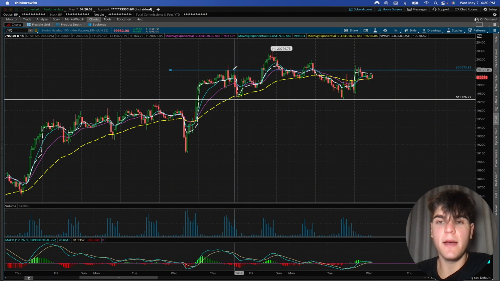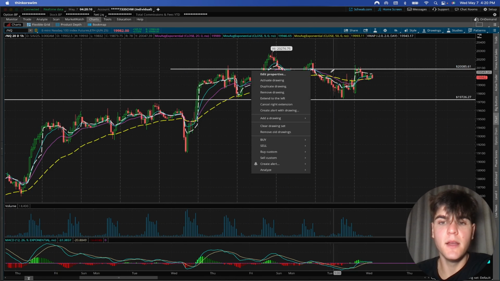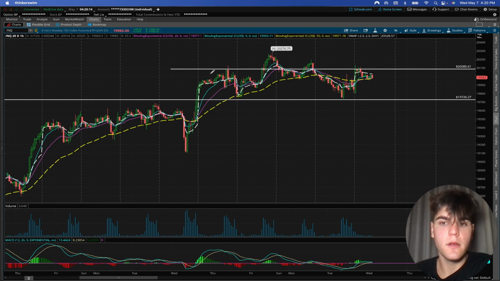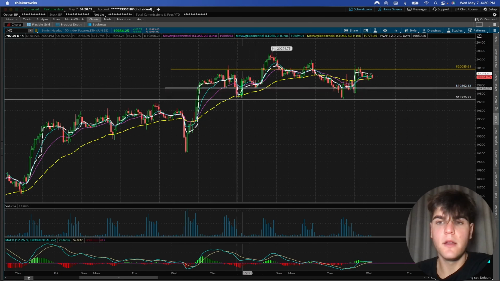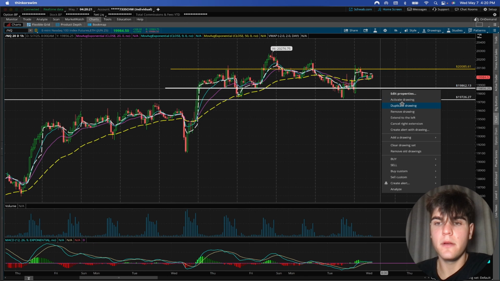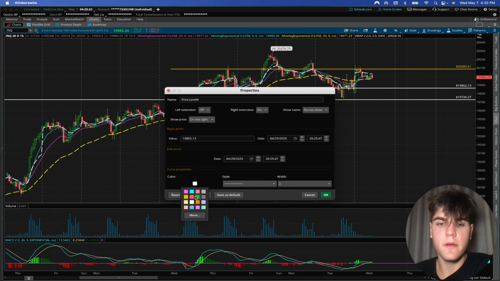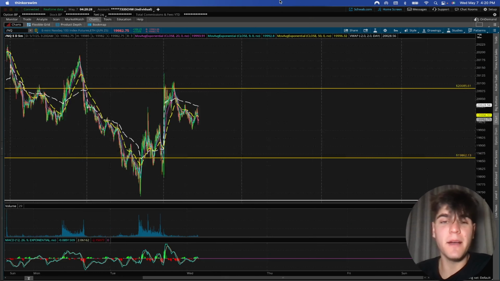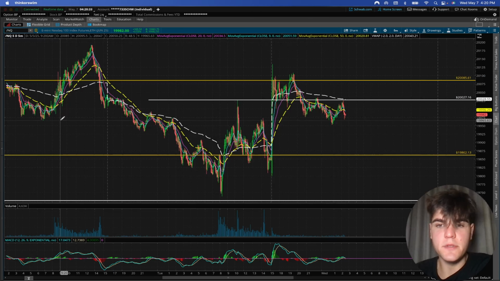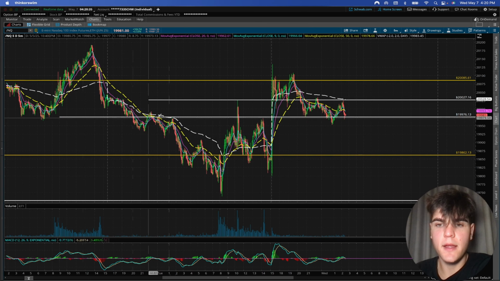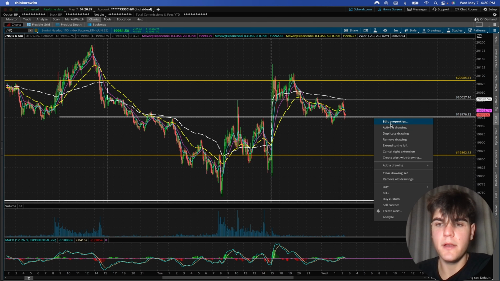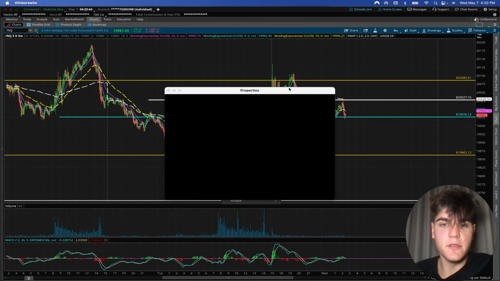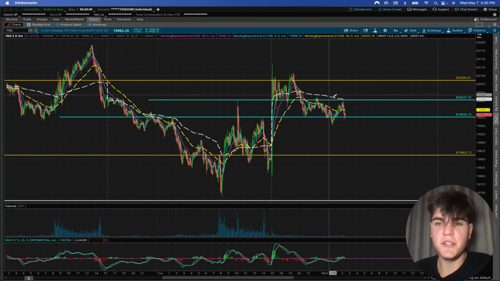So it looks like here we have a resistance. I'm going to change this color to yellow. And it looks like right here we have a support. Now I'm even going to break it down more to the 5-minute time frame. We have resistance there, and you can say we have support there. Now these are very risky key levels, but these are the levels that I like. So there we go, I changed those colors to blue.